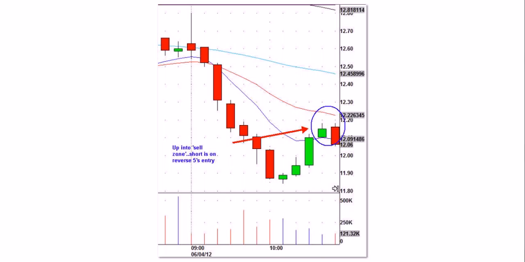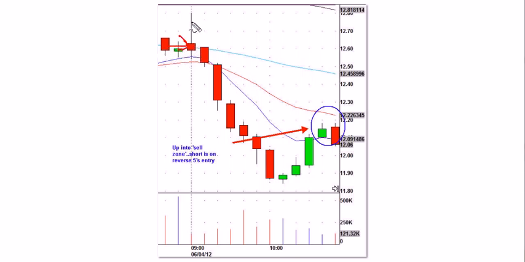Alright guys, just a quick example here of a very clean short setup. They don't always work out this cleanly, but I took some snapshots here and put some notes in there, okay? This right here, let me get my drawing tool going. This right here was the opening 5-minute candle, okay, for the morning.